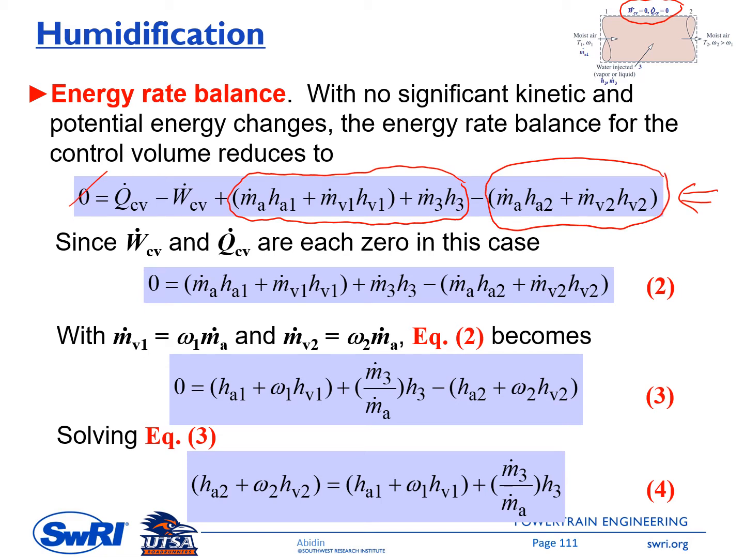And then W dot C and Q dot C phi are each 0, then we can simplify the equation to get equation 2. And then by introducing this correlation, like what we have in the dehumidification system, then we can simplify equation 2 to get equation 3. And then solving equation 3, we get equation 4.